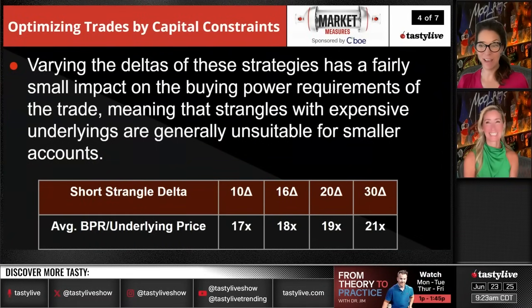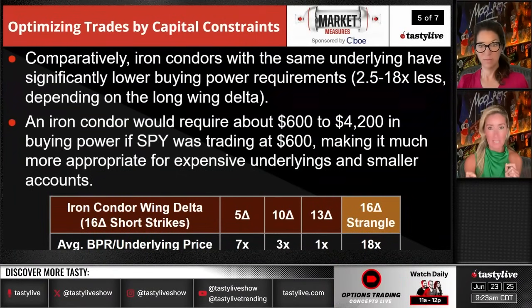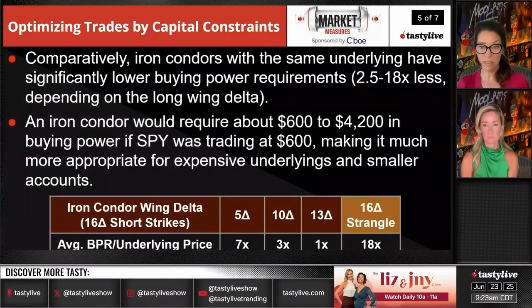Let's see. Next slide, slide 5, please. Comparatively, iron condors with the same underlying have significantly lower buying power requirements, depending on the long wing width. Anytime you're in an iron condor, it should have significantly less. An iron condor would require about $600 to $4,000 in buying power if SPY was trading at 600, making it much more appropriate for expensive underlyings and smaller accounts.